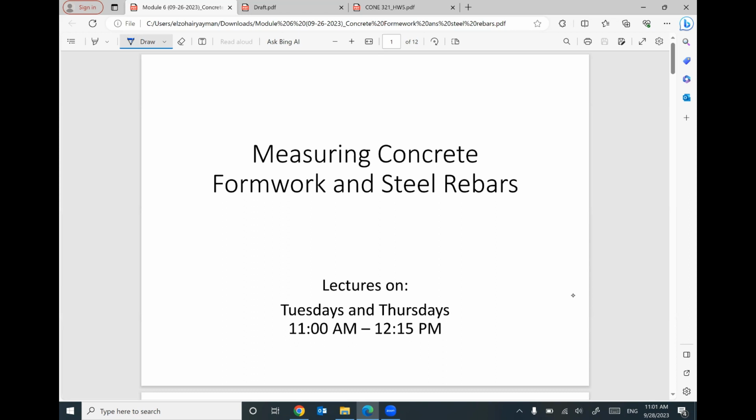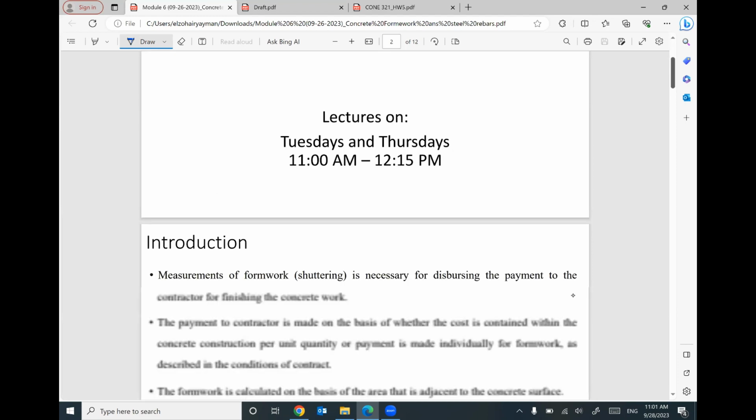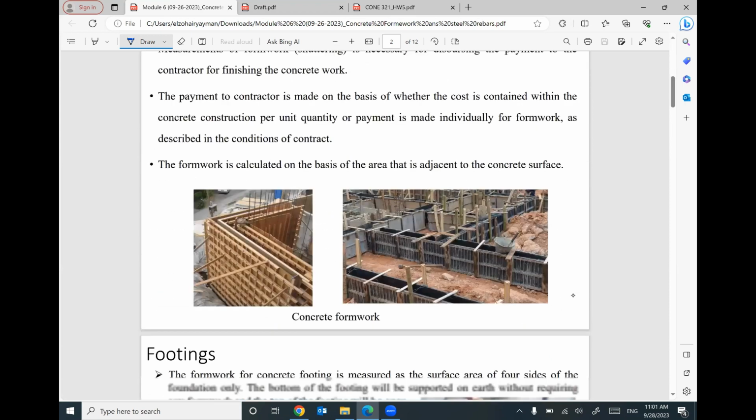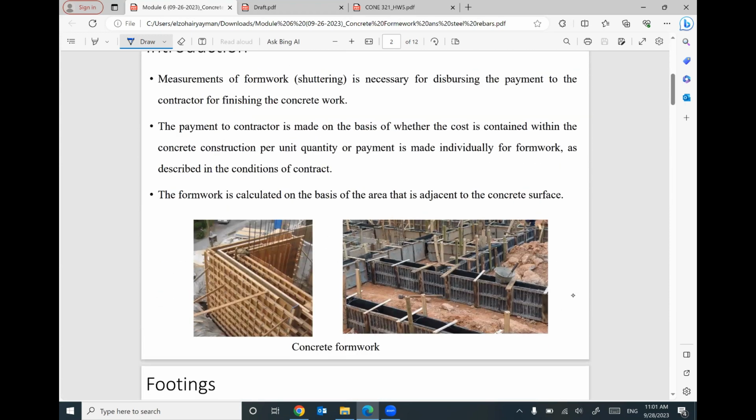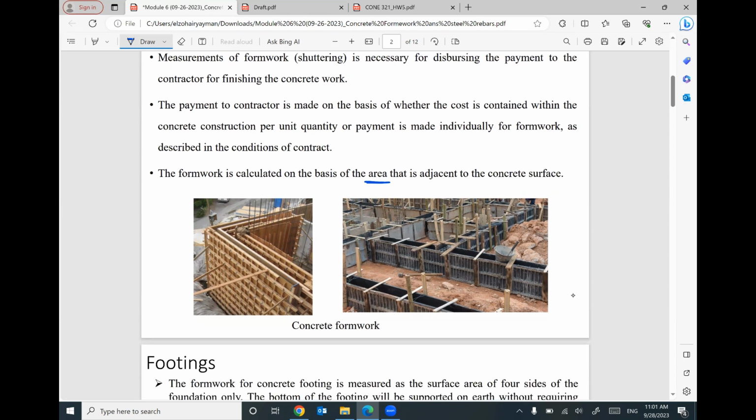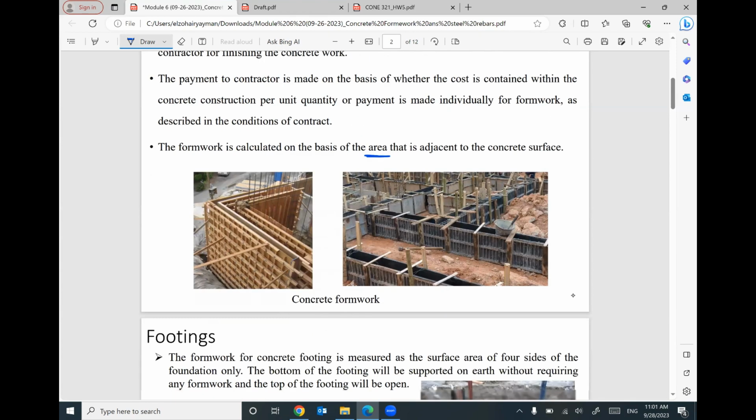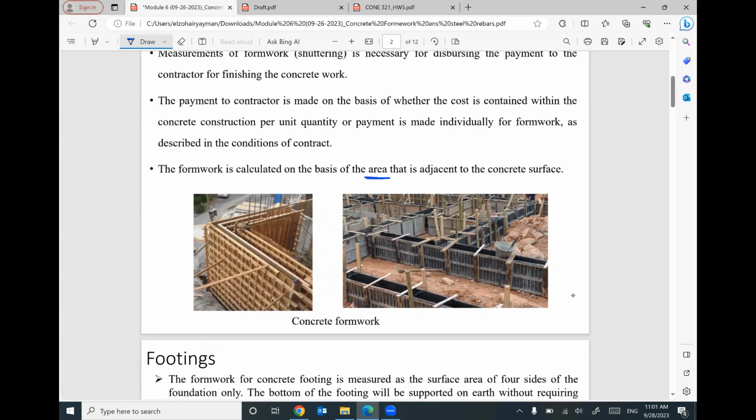We started this week talking about measuring of concrete formwork and steel rebars. Just a quick review. If you would like to figure out the quantity takeoff of formwork, it will be calculated on an area basis, square feet, square meter, whatever the unit. Keep in mind, if you would like to figure out the area of the formwork, you have to figure out the area adjacent to the concrete surface.